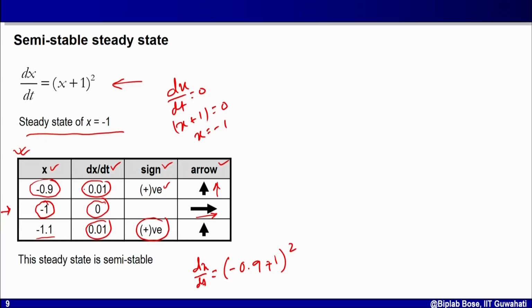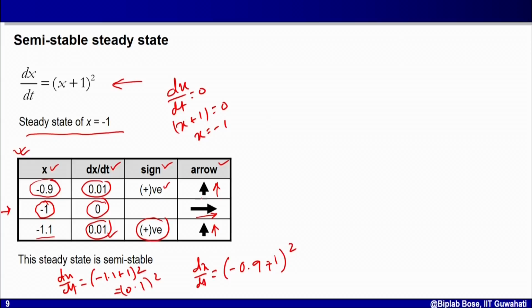We can calculate it easily. For example, dx/dt is equal to minus 1.1 plus 1 whole square, so that will be 0.1 whole square, and you will get this value. So obviously this is a positive value, and the arrow will be pointing up.